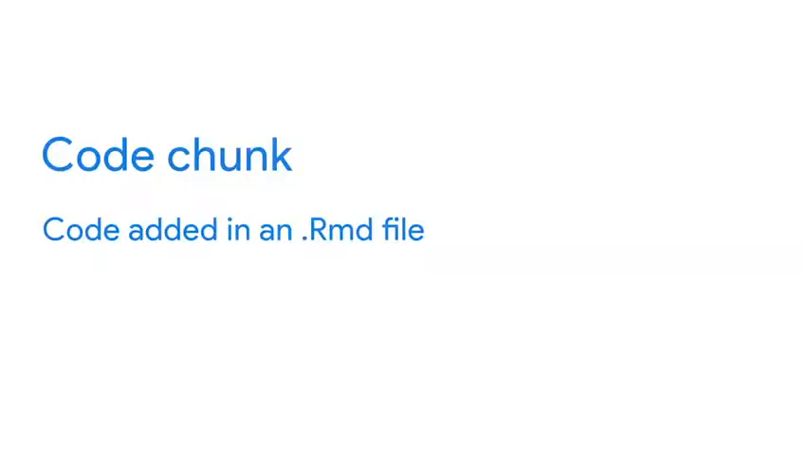Code added to a .rmd file is usually called a code chunk. We've shown you these code chunks in some of the RStudio sessions we've been running, and you may have noticed code chunks if you've been practicing along with us. Now we'll show you what they're all about.